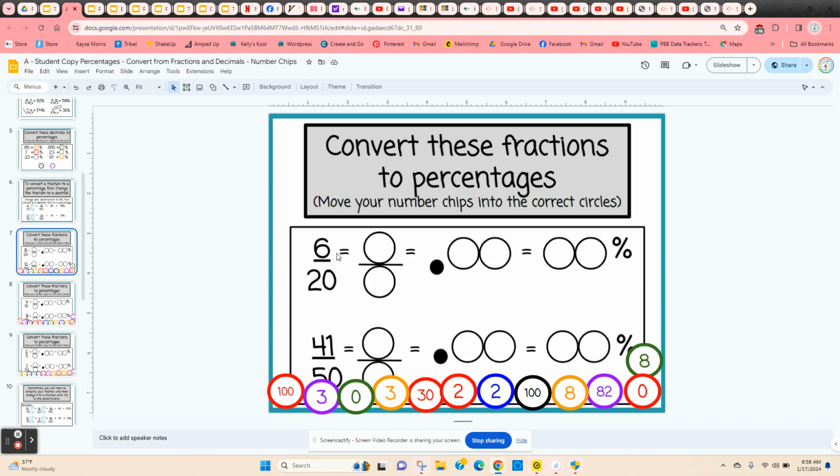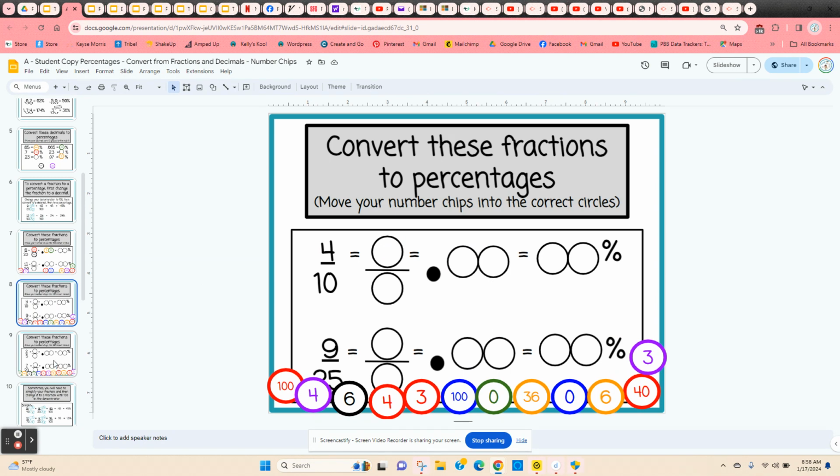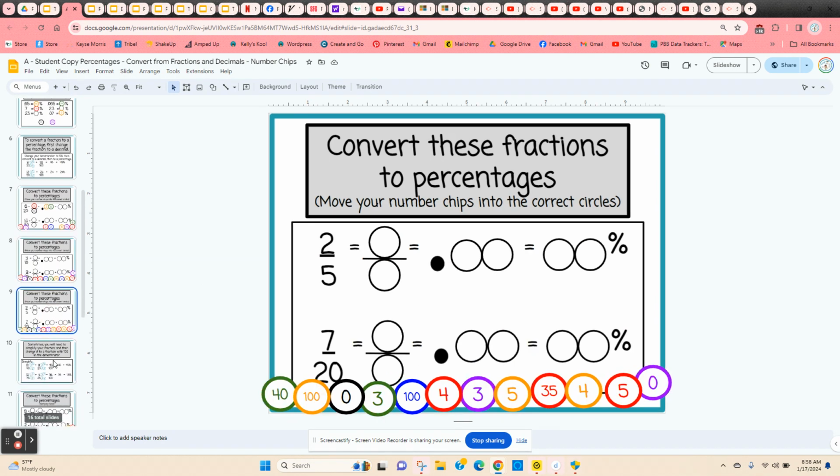So here, if they multiply numerator and denominator by 5, they get 30 hundredths. We just move the 30 into place and the 100. As a decimal, that would be 30 hundredths, which would be 30%, and so on. So on this second one, we just multiply numerator and denominator by 2, and they get 82 hundredths. So students are going to get a little practice doing that. They're just converting all of their denominators to 100.